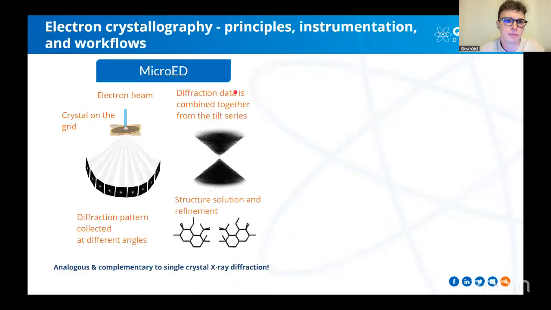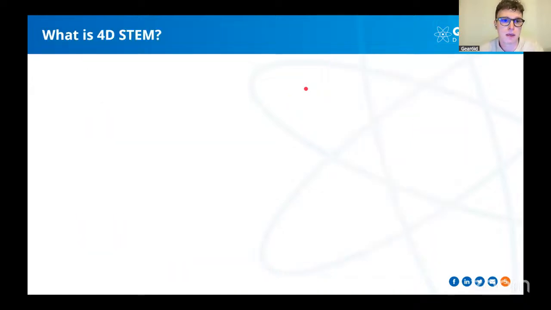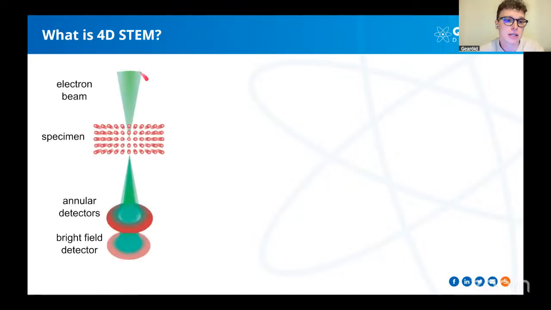So first, electron crystallography. I won't actually cover these because Partha did a nice job already explaining both microelectron diffraction and serial electron diffraction. So this will give me a bit more time to talk about some of the other things. What I will spend a bit more time on today is 4D STEM, perhaps because the audience isn't as familiar with this technique as they are with microelectron diffraction. And to explain 4D STEM, I'll first cover conventional STEM.